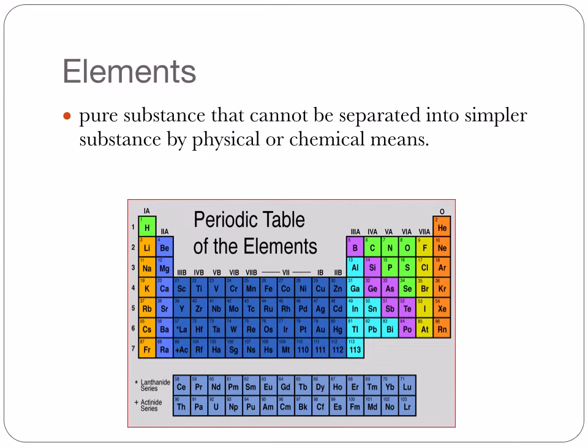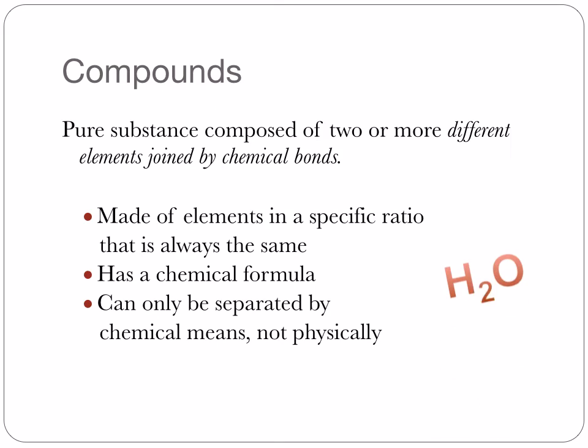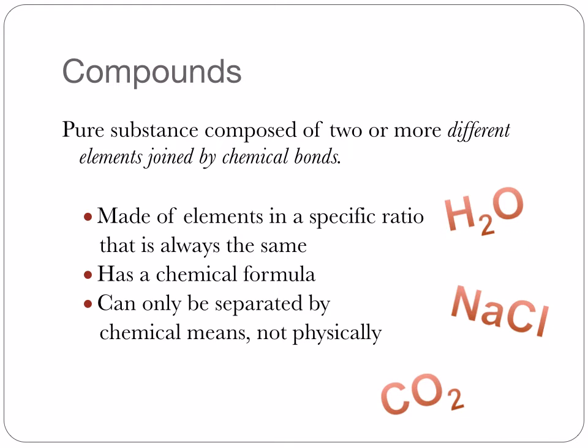Elements are pure substances that cannot be separated into a simpler substance by physical or chemical means. That means we can never separate it. So if I took a block of aluminum foil and I cut it in half, and then I cut that in half, and that in half, and so on, I would never get anything that wasn't an atom of aluminum. So it just cannot be separated. And then you'll eventually get it to one atom, and it will still just be that pure aluminum.